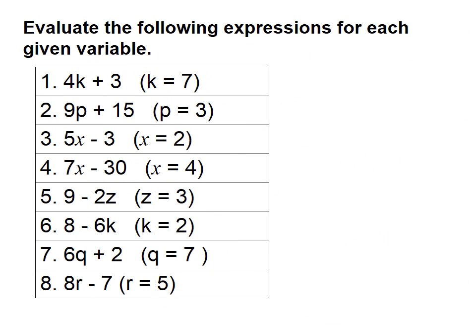So, of course, A does not always equal 1 and B does not always equal 2. Letters could be any value whatsoever. This time, question 1, K equals 7. So, substitute K as 7 into question 1 gives me 4 times 7 and then plus 3. 4 times 7 is 28. Add the 3 gives me 31.